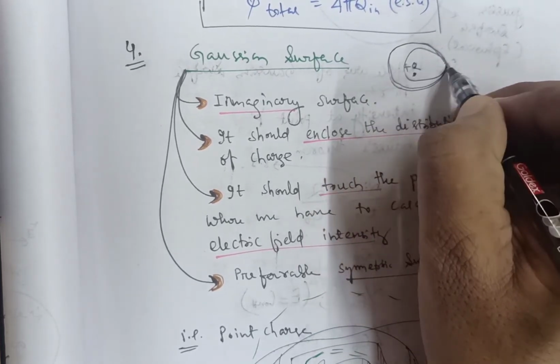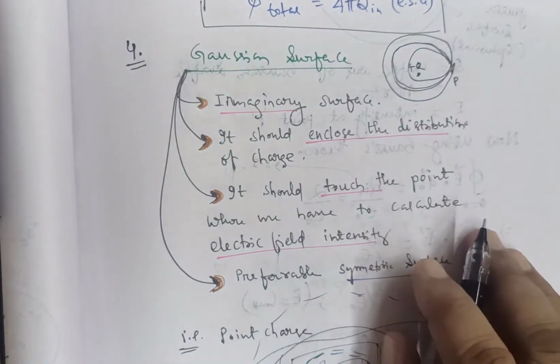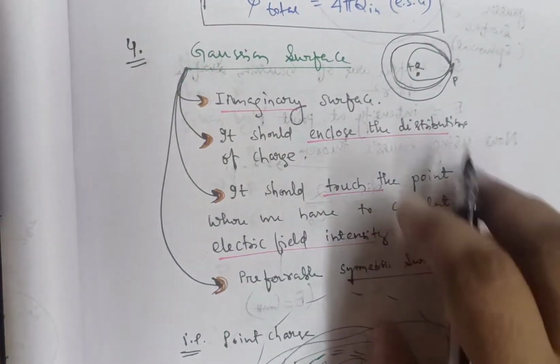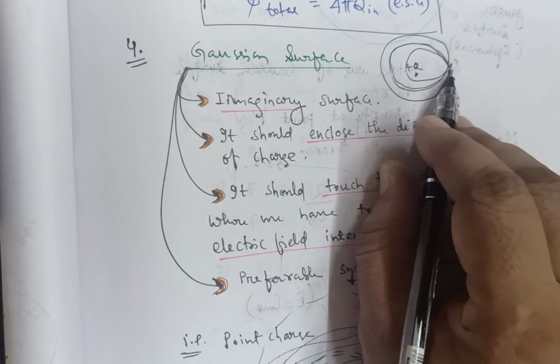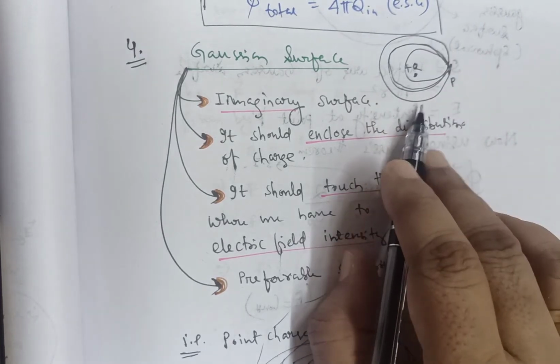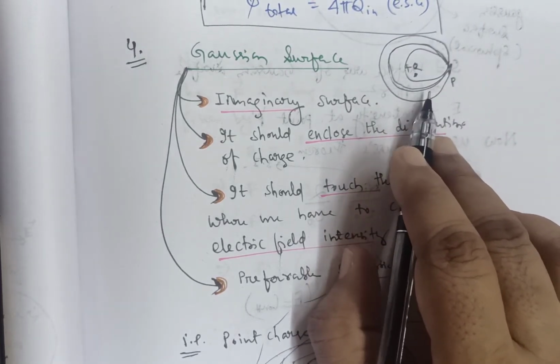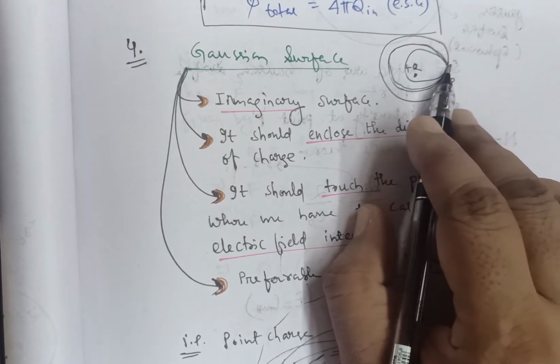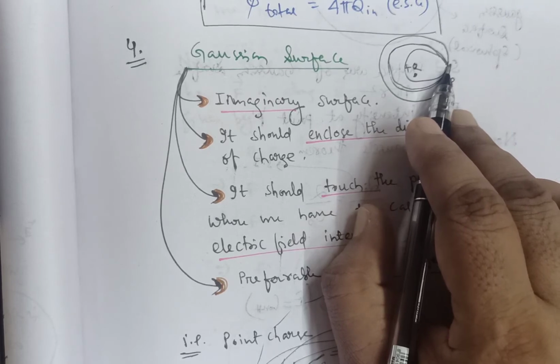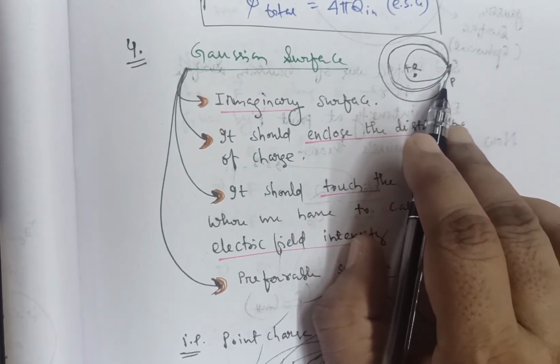Another one will be like this. Another one will be like this. So many imaginary surfaces can be drawn through the point P. So Gaussian surface is an imaginary surface that should touch the point where we have to calculate the electric field intensity or flux. Now the question comes, so what should be the definition of Gaussian surface?